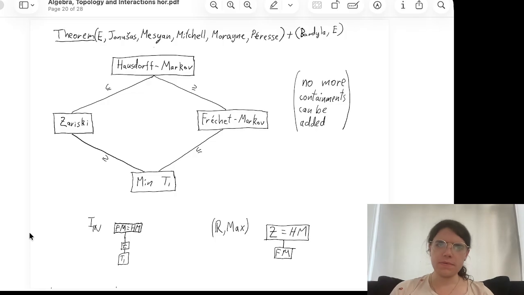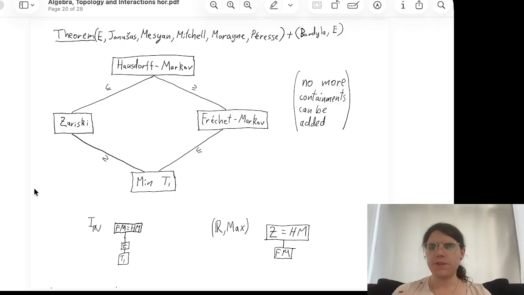Okay, so some theorems about these. They're always contained in this way. This is proved in the paper mentioned before.